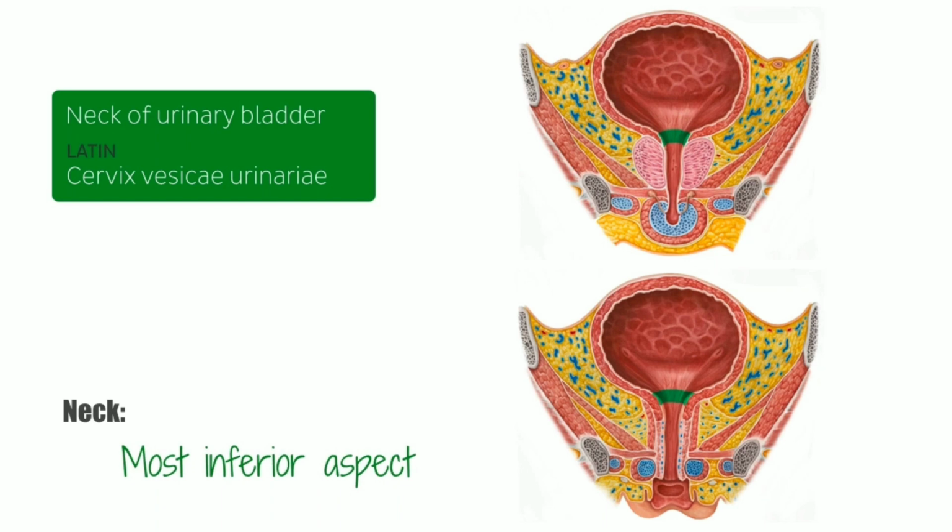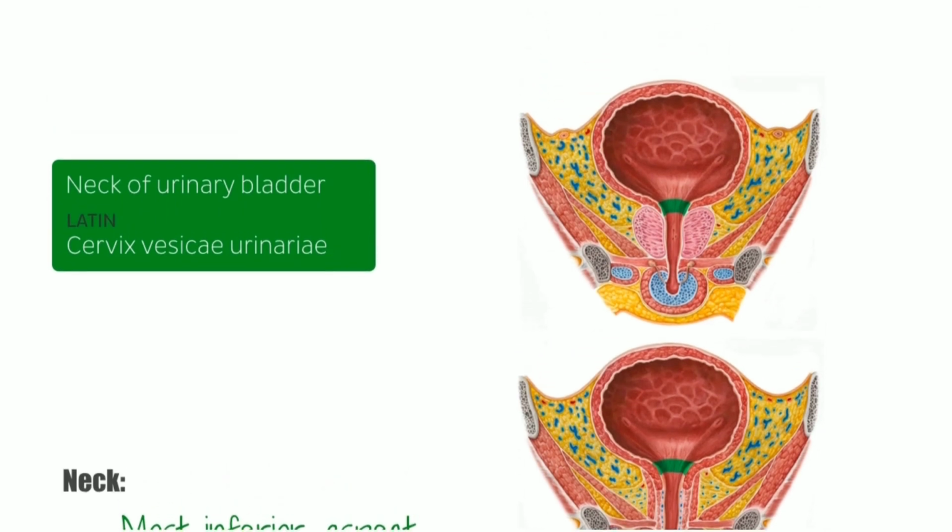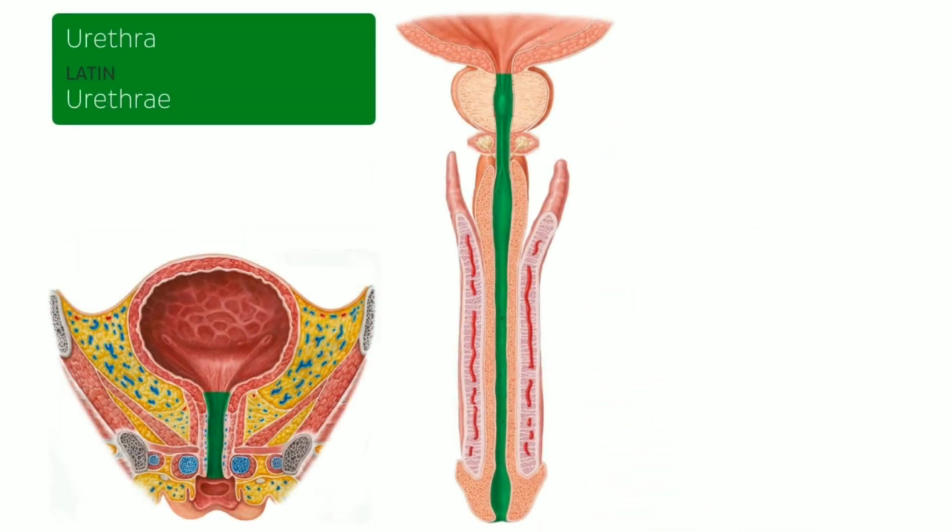Inferiorly, the neck of the bladder is continuous with the proximal urethra. And the urethra, which arises from the neck of the urinary bladder, is a canal for the transportation of urine from the bladder to the external urethral orifice, where urine exits the body. And here we have, of course, our cross-section of the female bladder on the left, and the male bladder and the urethra cross-section on the right.